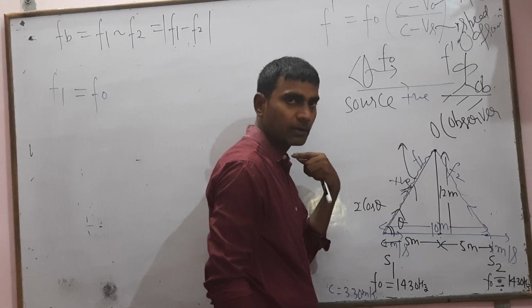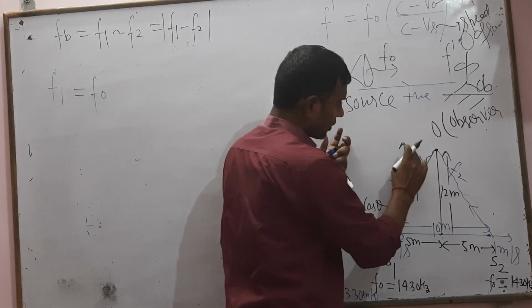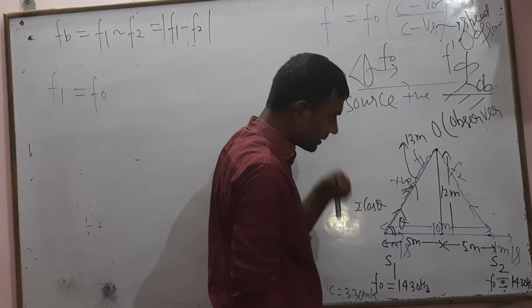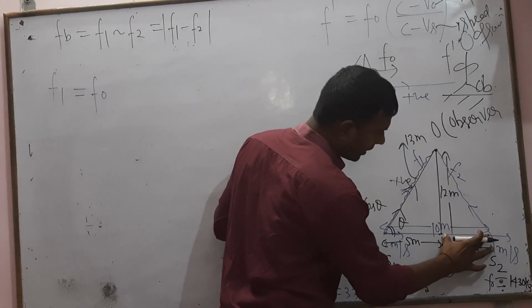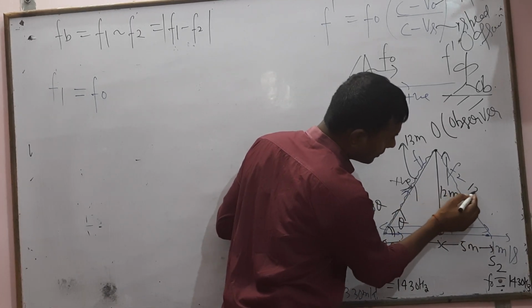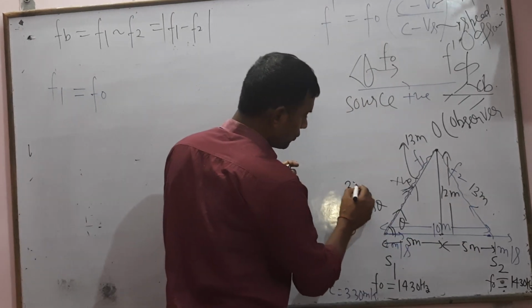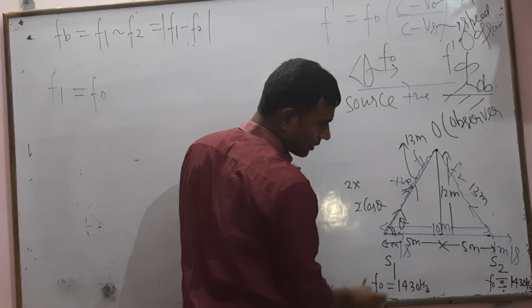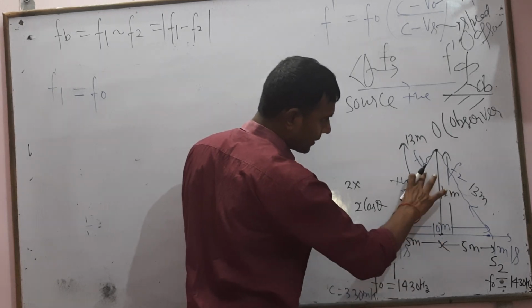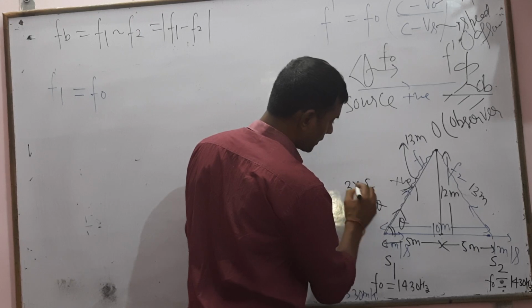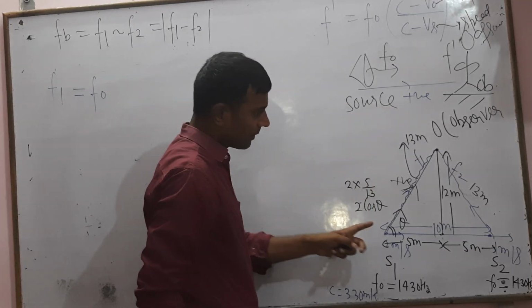Root of 12 squared, which is 144, plus 25. So this is 13 meters. Also you can say this is 5, this is 12, so this distance is 13 meters. So cos theta equals base upon hypotenuse. The base is 5 and the hypotenuse is 13.